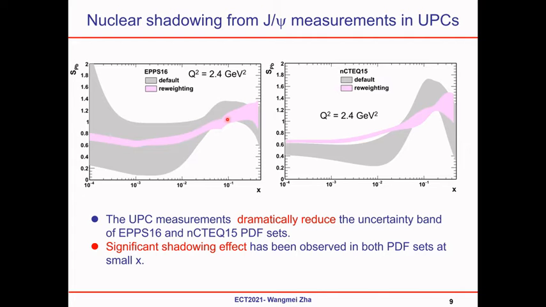After putting all these precise measurements in the PDF set, we can get the reweighted result shown as the pink one, both for EPPS16 and for nCTEQ15. You can find that the UPC measurement dramatically reduces the uncertainty band, both for the EPPS16 and for the nCTEQ15 case. So you can observe a significant shadowing effect at low x for both PDFs at small x.